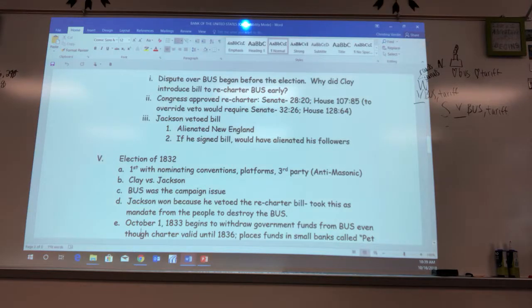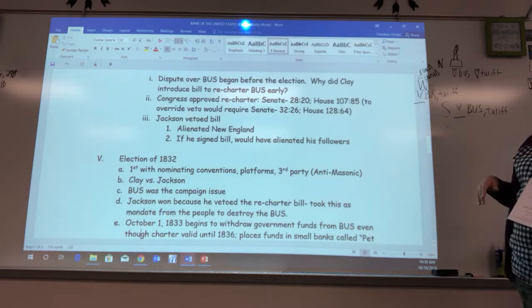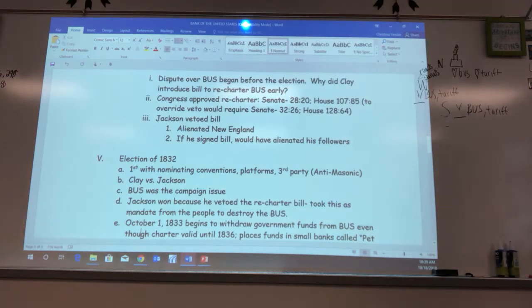No. So we're going to see Jackson, it's going to come up before the election. The Senate votes to keep it. The House votes to keep it. It gets to Jackson, and he vetoes it. Why does he veto it? Think about what areas he comes from. Do they like it? They're farmers, and does the bank hurt them? He prefers state banks. Does he even think that this is constitutional?